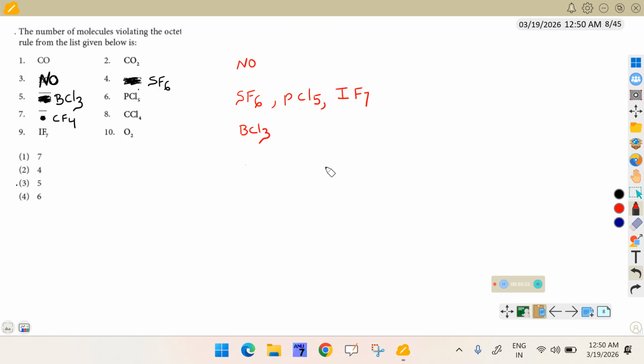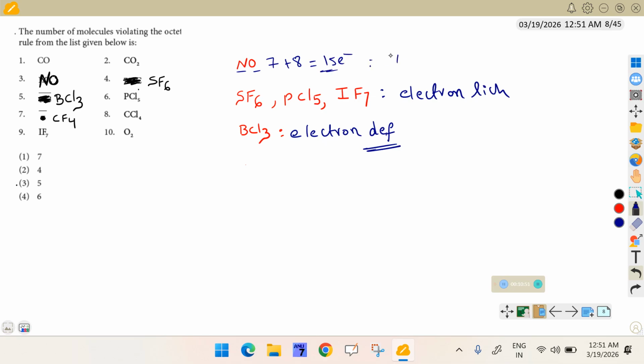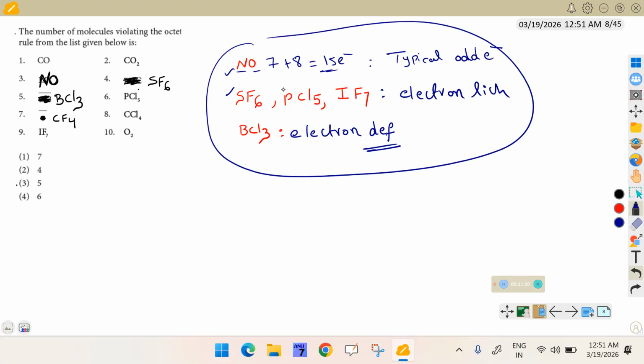How many of the following molecules violate the octet rule? We know that BCl3 is an electron deficient molecule. Electron deficient molecules violate the octet rule. SF6, PCl5, IF7 are electron rich. They also violate the octet rule. NO, total number of electrons 7 plus 8, 15 electrons. It is a typical odd electron molecule. Typical odd electron molecules also violate the octet rule. So total how many? 1, 2, 3, 4, 5. So the third option is the correct option.